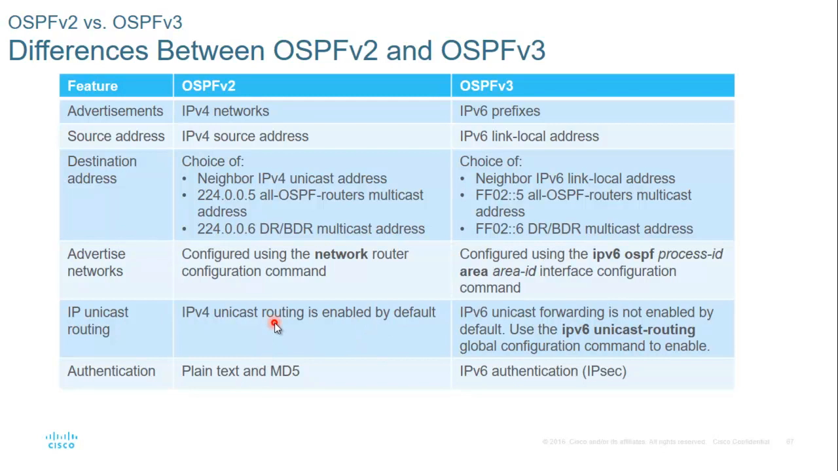IP version 4 unicast routing is enabled by default, so you can just directly use it, but IP version 6 is not enabled by default. You have to enable it. You have to type IP version 6 unicast routing in the global configuration mode to enable this unicast forwarding. Authentication in version 2 uses plaintext or MD5. In version 3, it uses IP version 6 authentication, which runs on IPsec.